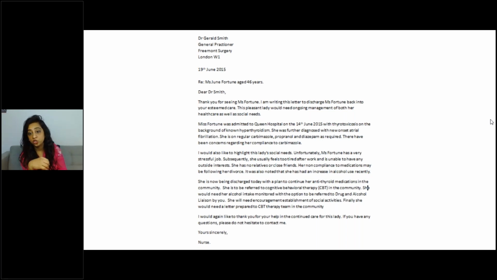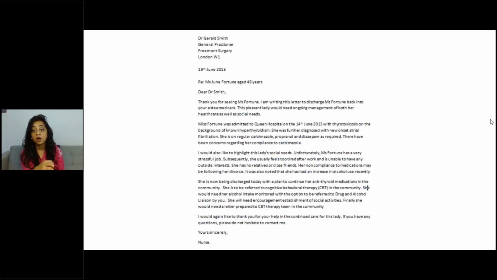Then you write, unfortunately, Miss Fortune has a very stressful job. So that's an excellent connector to use because we're talking about social history which is stressful for this patient. I've written, unfortunately, comma, Miss Fortune has a very stressful job. Then I've used another connector. So OET loves connectors. The more connectors you write on your letter, the more your score can increase. So then I've written, subsequently, comma, she usually feels too tired after work and is unable to have any outside interest. So that's a good connector to use.